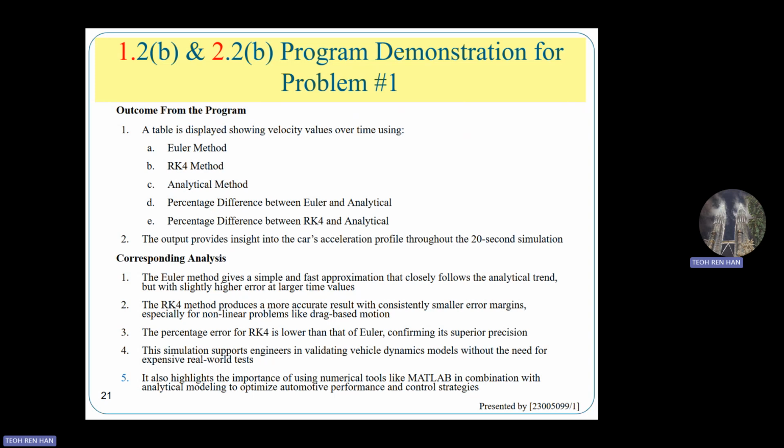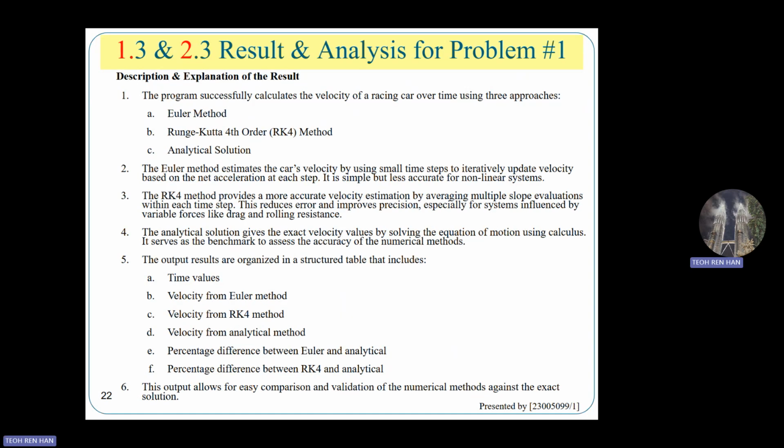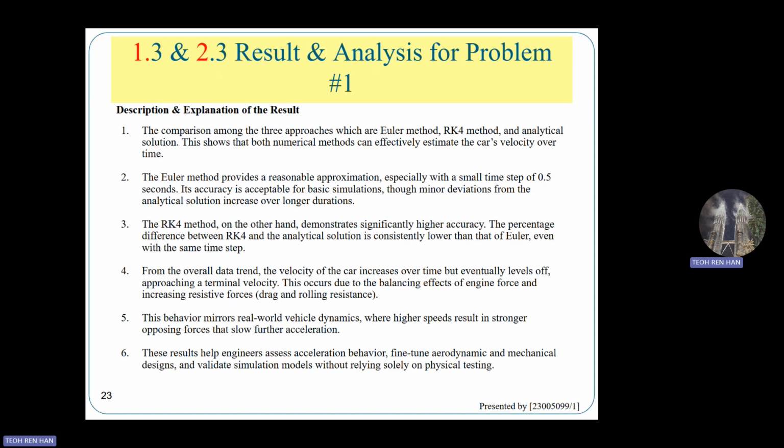The output table shows velocity using all three methods. Euler approximates the trend but with more error. RK4 is much closer to the analytical solution. The simulation is helpful for modeling real-world vehicle dynamics. Okay, so I observed that both methods show the car accelerating toward the terminal velocity, and then the RK4 values closely match the analytical result, validating its higher accuracy.